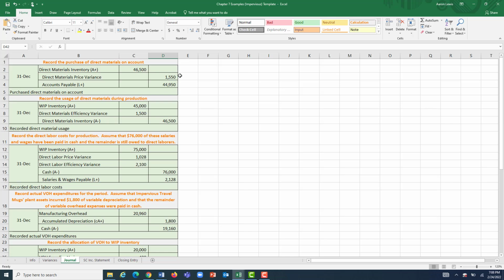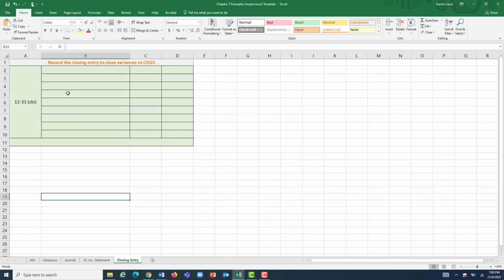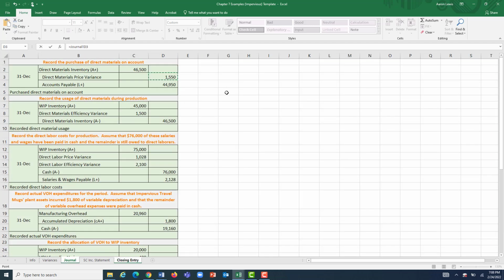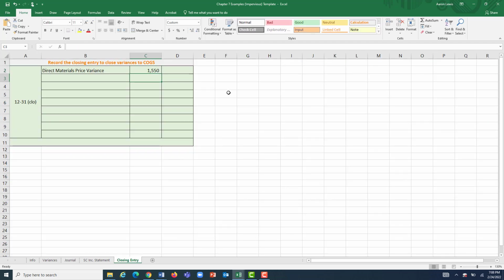So how would we get that T account from having a credit balance of $1,550 down to zero? We would debit it for the same amount. So I'm going to go to my closing entry, and I'm going to make a debit to direct materials price variance, and that is for that $1,550 credit balance that it has. And now when I make a T account for this, its balance will be zero.